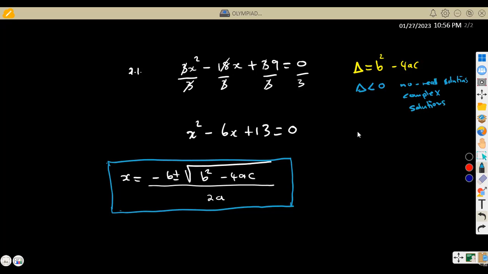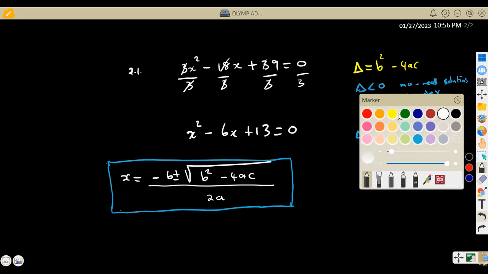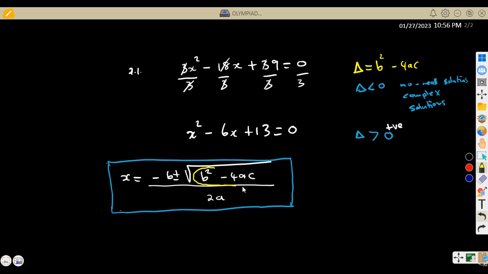If you are dealing with a condition where the discriminant is greater than 0, we are talking about a positive value. This is the part under the square root, b squared minus 4ac. Remember, you can't obtain the square root of a negative number. That is why we say the roots are going to be complex. But if it is positive, then you are going to obtain real solutions, or the real roots. The solutions are the roots.